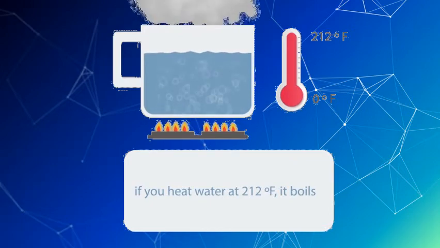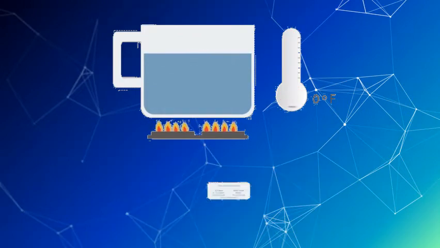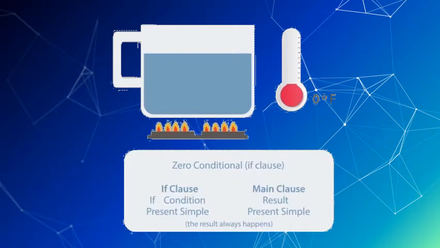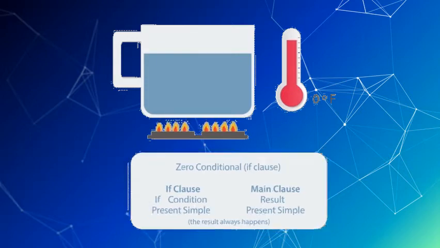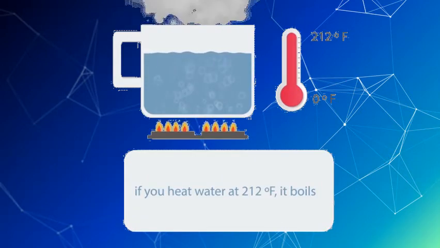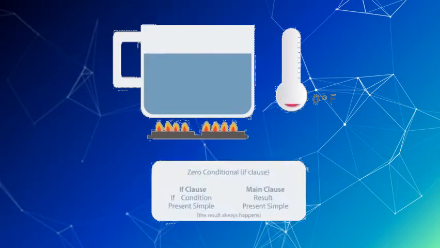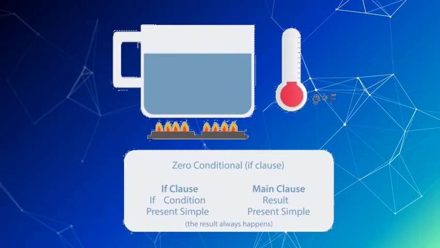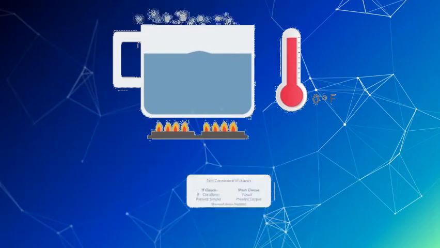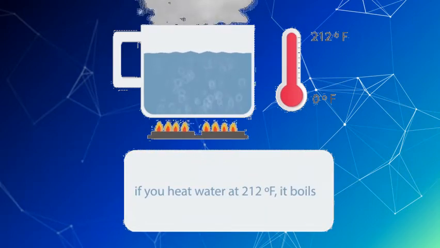Okay, for example, if you heat water at 212 Fahrenheit, it boils. What boils? The water. So the result always happens, kids. Remember, you cannot make the if sentence if we don't have a result because we are not finishing the sentence.